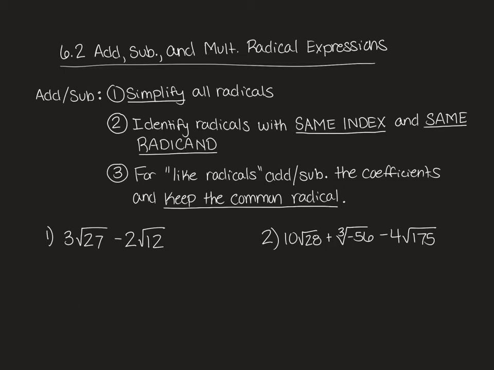An example of this in variables would be 2x minus 5y plus 7x. Our like terms are the 2x and 7x. So what we do is we add 2 plus 7 and we keep the x. 2 plus 7 is 9, so we get 9x minus 5y. It's the exact same concept with the radical.